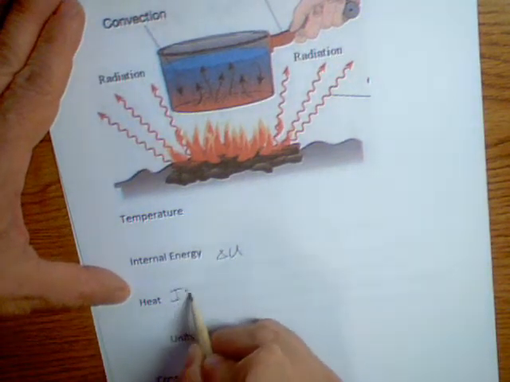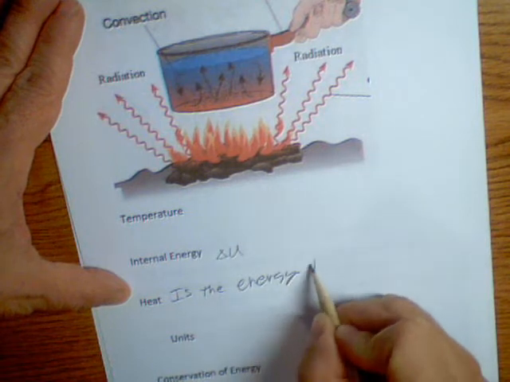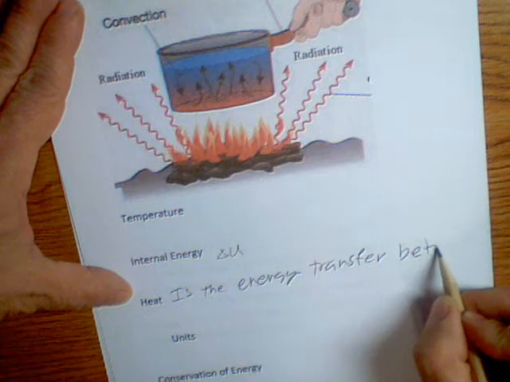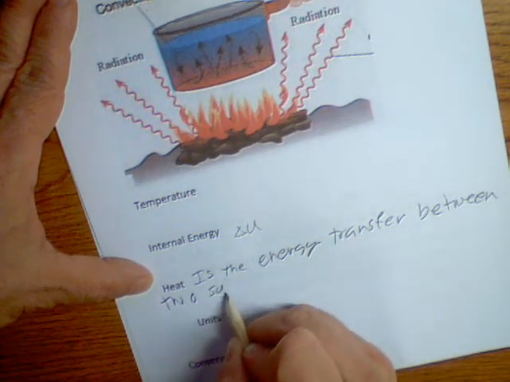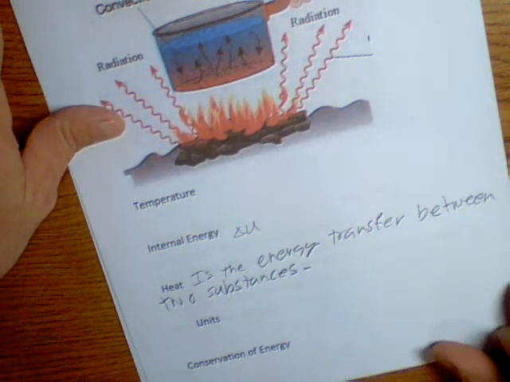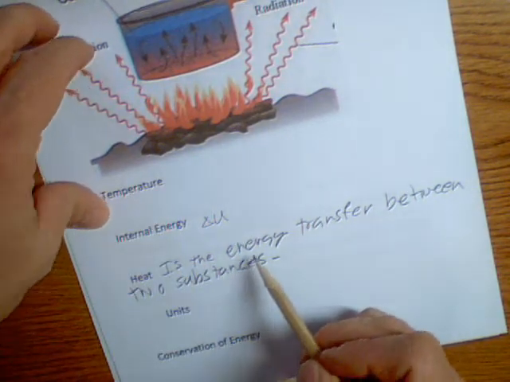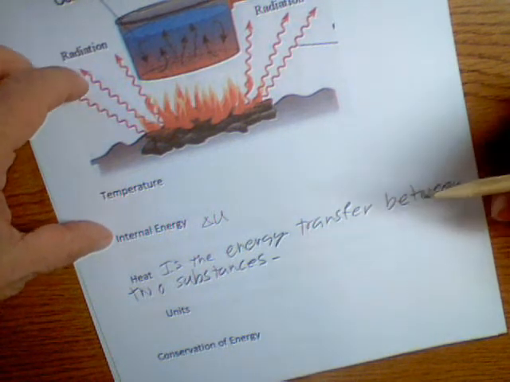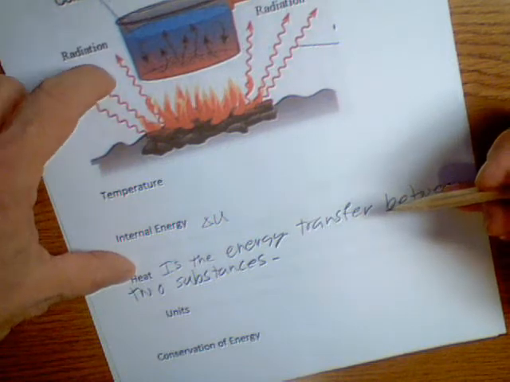Heat is the energy transfer between two substances. All right. Now we measure that using temperature because it's going to be a measure of the kinetic energy. So you could think of it this way: heat is energy in transit.